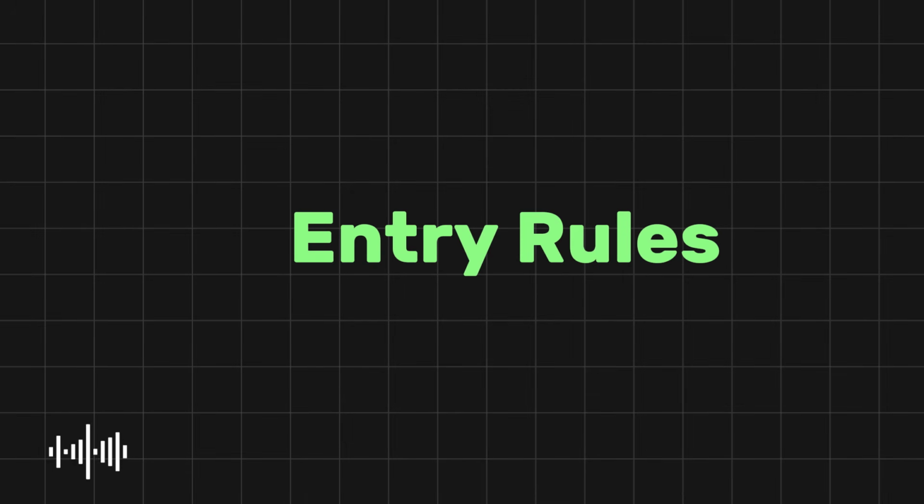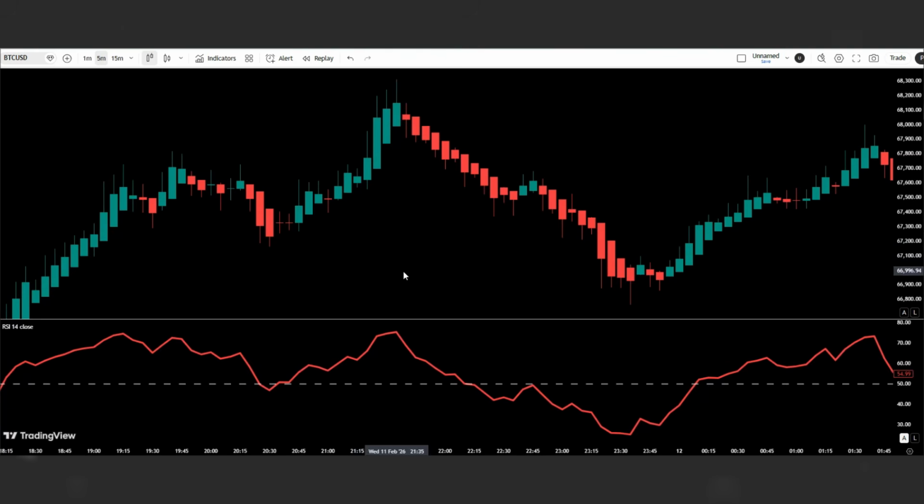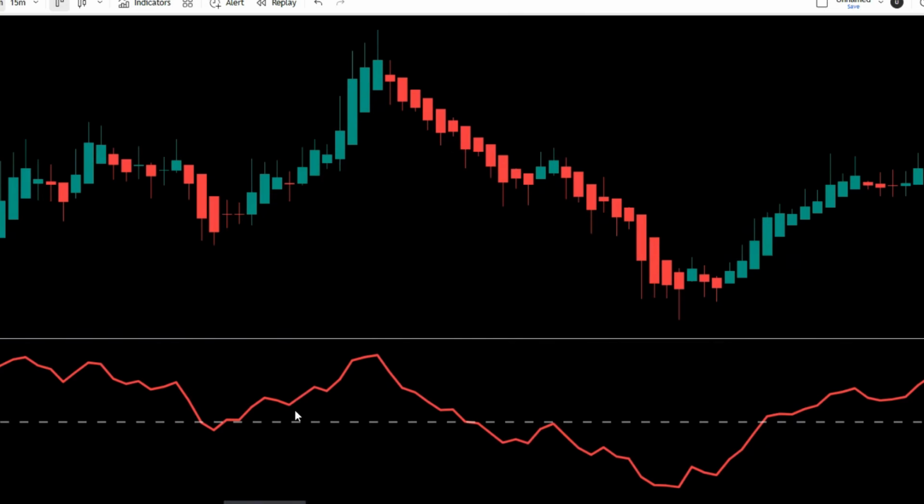Entry rules. Now let's see how we use RSI and Heiken Ashi together to enter a trade. First, check the RSI to know the trend direction. If RSI shows an uptrend, we only look for buy trades. If it shows a downtrend, we only look for sell trades. Next, watch the Heiken Ashi candles on the chart. When the trend is strong, you will see several candles of the same color in a row. The perfect entry candle is the first candle that has no wick going against the trend.